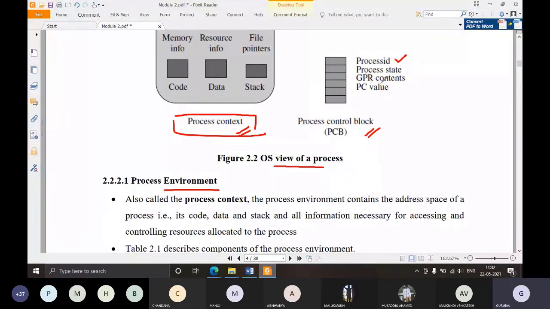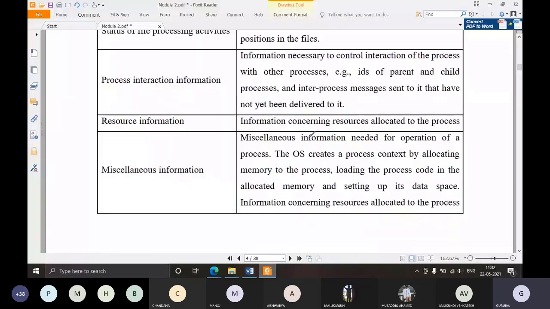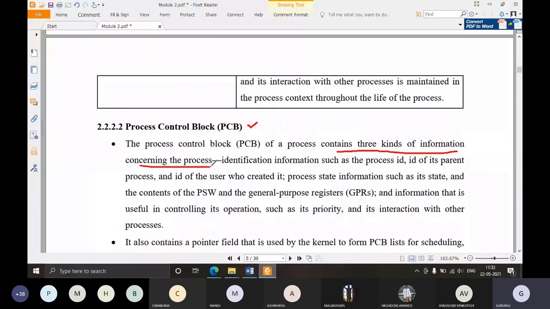Then the GPR, general purpose register contents, and the program counter value, which is the address of the next instruction this particular process is supposed to execute. So the PCB contains three kinds of information concerning the process. One is identification, such as the process ID, the ID of its parent process, and the ID of the user who created it.